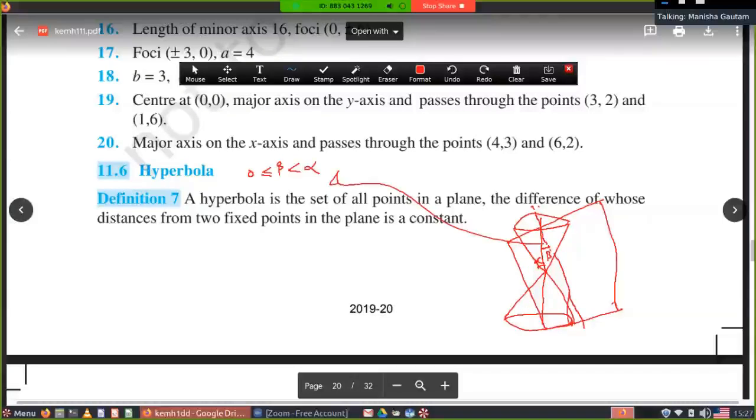In this case, two shapes are cut out. One shape you will get from here, and another from here. Simultaneously you will get the upper cone and lower cone, and both will give you a shape. I can show you this shape. Just a minute.